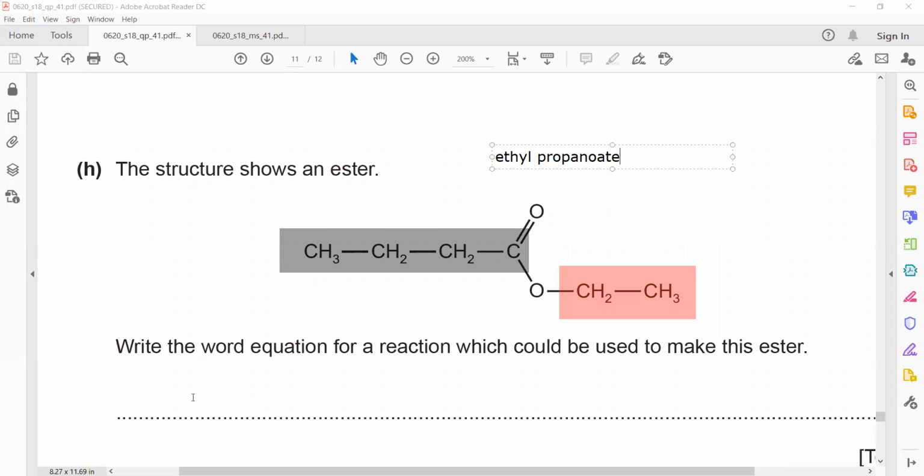Ethyl means ethanol should be there, plus propanoic acid. This will result in the formation of ethyl propanoate plus water.